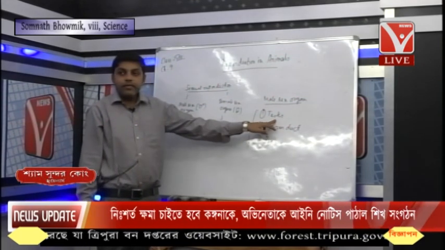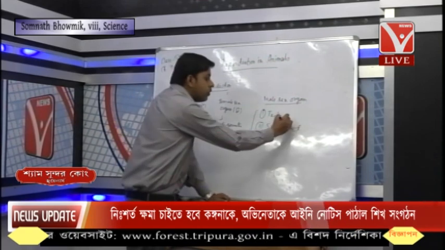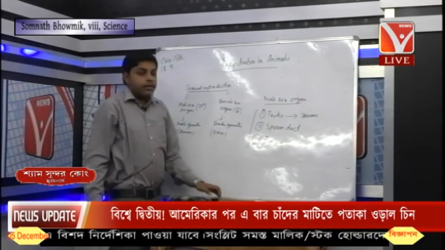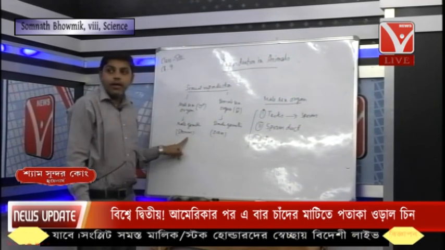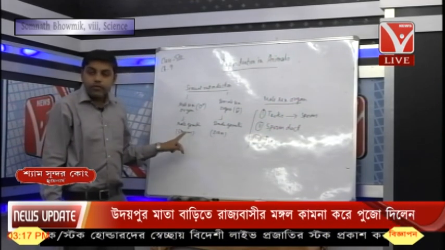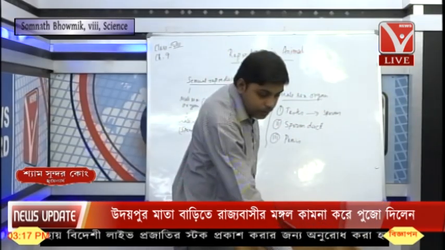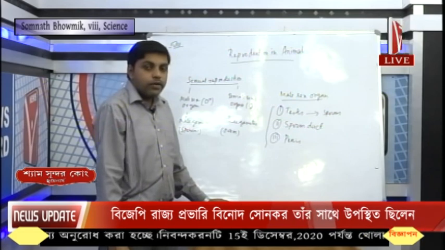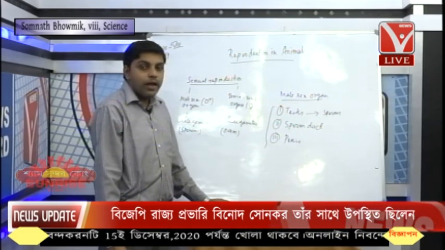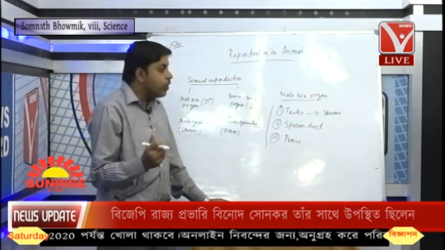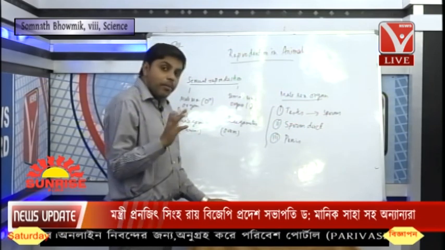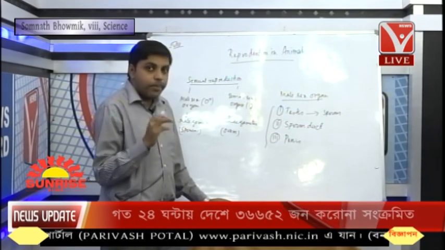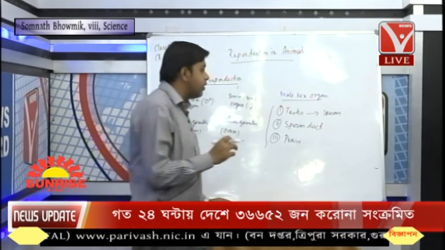The testes produce sperms. The sperms are the male gametes. In your chapter, in the Bengali version, page number 95 contains the picture. You can observe this very beautiful picture, and you can have an idea about the male sex organ. Now the sperms are very important. The sperms have three different parts. Let me draw.